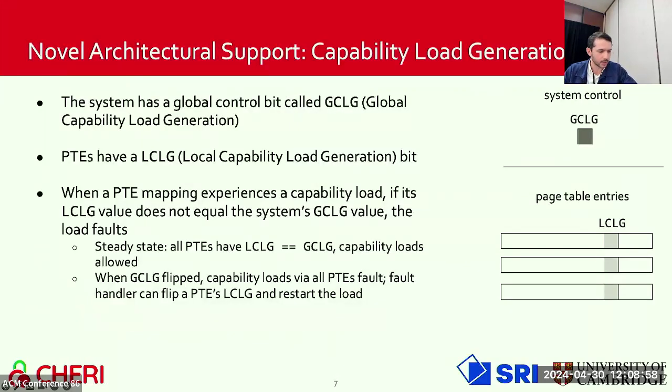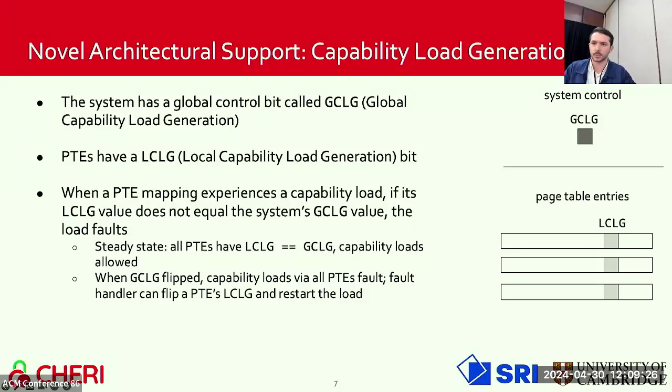Diving into those architectural features a little bit, we designed what we call capability load generations, which in a slightly abstract sense, we can think of as having one global control bit, which is GCLG for global capability load generation. Then each page table entry has an LCLG bit for local capability load generation. The behavior of these bits is that when a PTE mapping experiences a capability load, if the LCLG value doesn't equal the system GCLG value, then the load will fault.